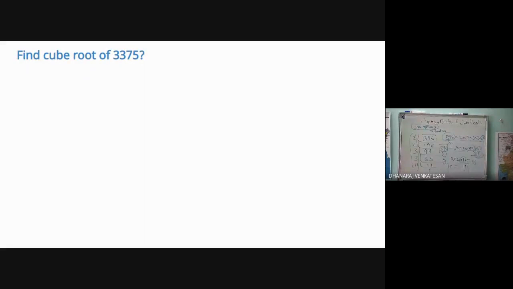Okay, let's go with the cube root. Cube root is also the same as square root, but you have to group 3 numbers, not 2 numbers. In the previous sum you were grouping with 2 numbers. Now you have to group with 3 numbers. Let us take 3375.